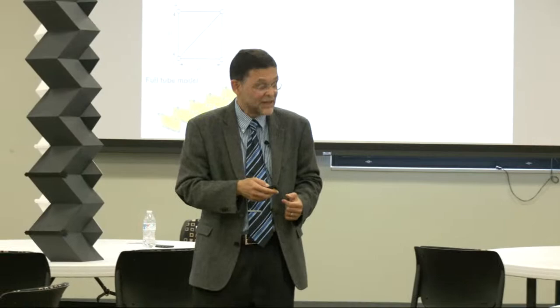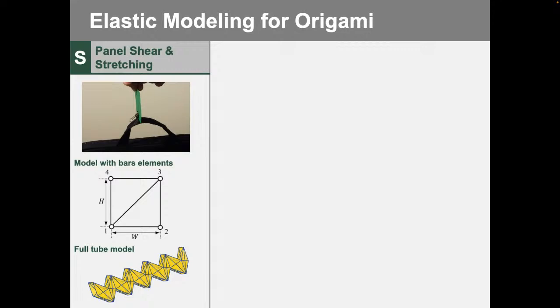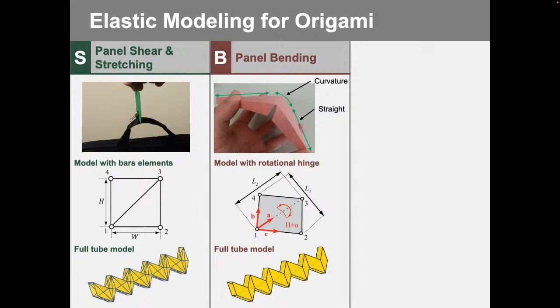And then we considered just three basic deformation modes: panel shear and stretch. And we use for each panel those bars that you see. And here is a simplified model of the tube. And then we also consider the panel bending. In general, we consider that the panel will bend along the shortest diagonal, because you see there is a long diagonal and a short diagonal, and in general, most of the bending happens along the shortest diagonal, and then we have rotational springs there.